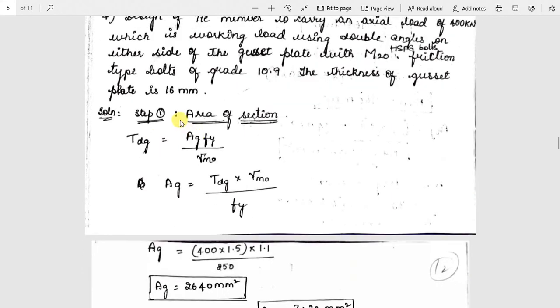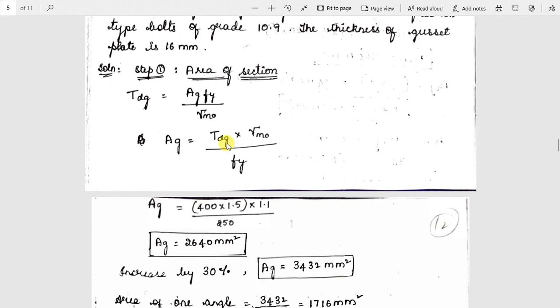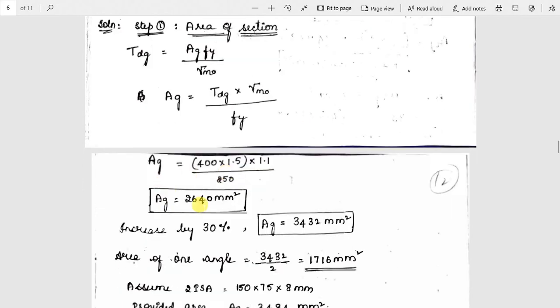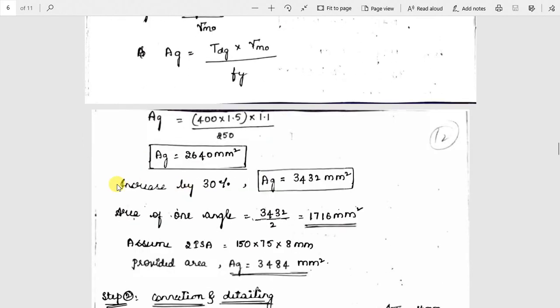So going with the first step, we have to calculate the area of the section required. Using this formula, we will be working out Ag. T_dg, the axial load given as working load, is 400, so it is factored here. Gamma m0 is 1.1 and Fy is 250. So the gross area will be 2640 mm square for 2 angles combined. For safety reasons, we will be increasing it by 30%. So the new area will be 3432 mm square.